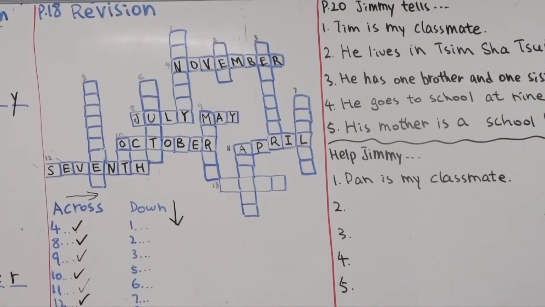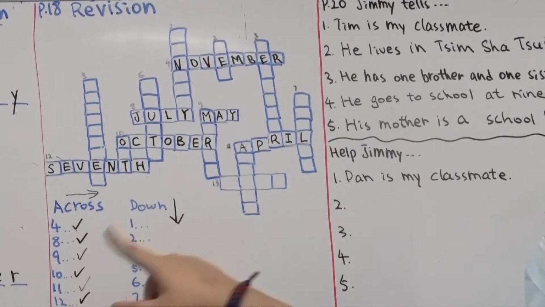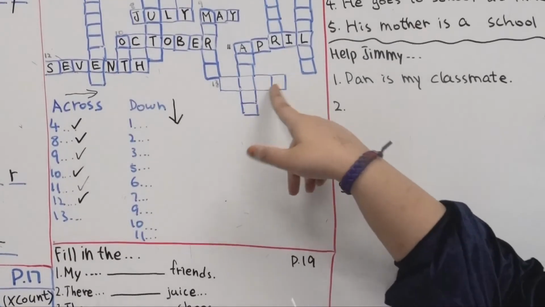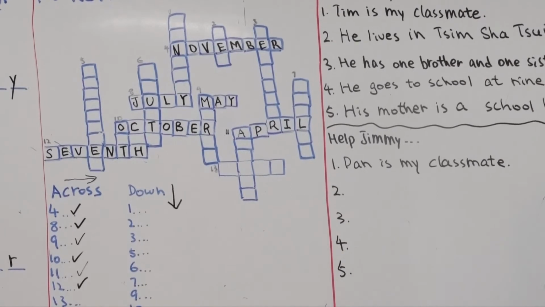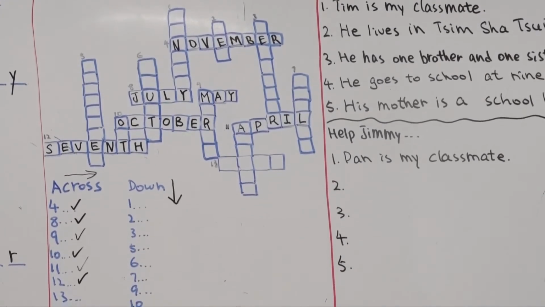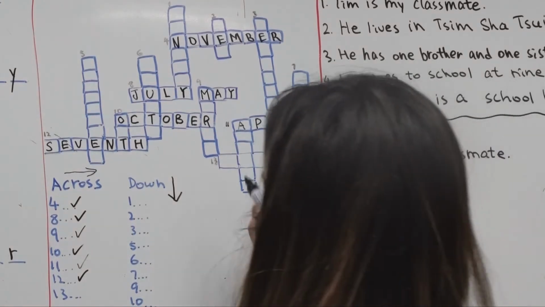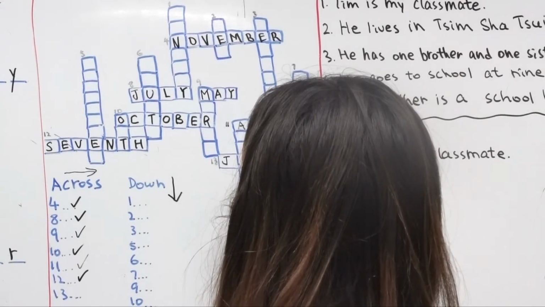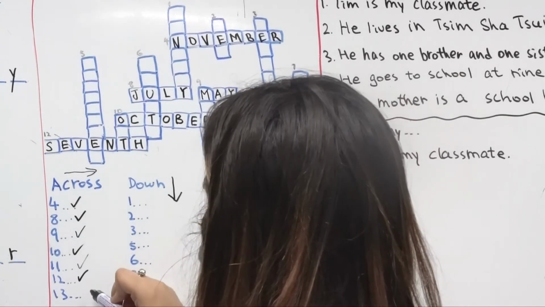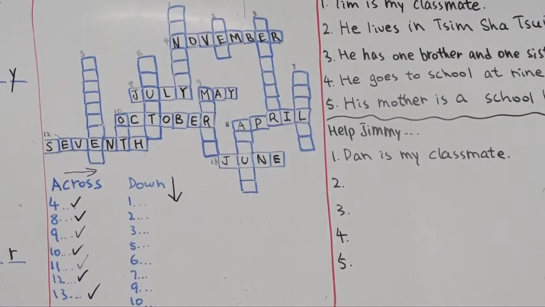So 13. The month after May is number 13, right? Across number 13 is here. Good. It's here. The month after May is June. Very good. June. How to spell that? J-U-N-E. June. Alright, June.